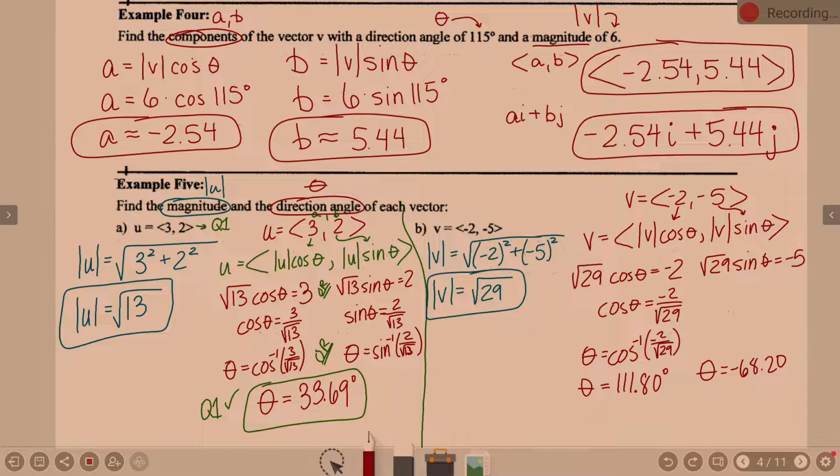So, let's go back and talk about our quadrants. -2, -5. Left 2, down 5. We should be in quadrant 3. What range can you expect your answer to be if our answer should be in quadrant 3? A quadrant 3 angle is somewhere between 180 degrees to 270 degrees.